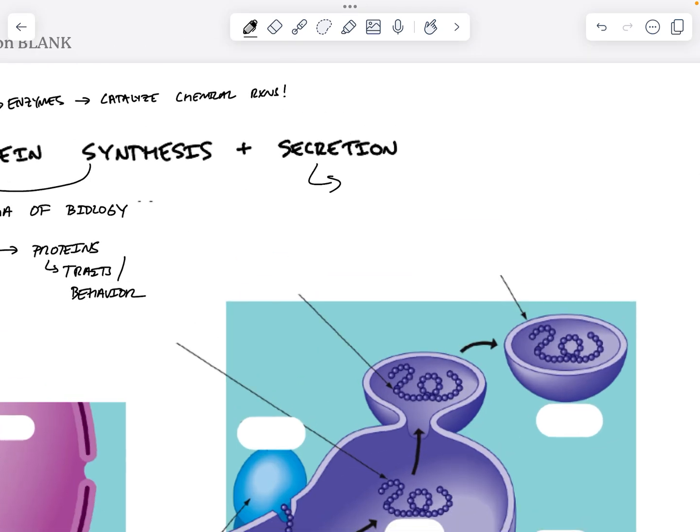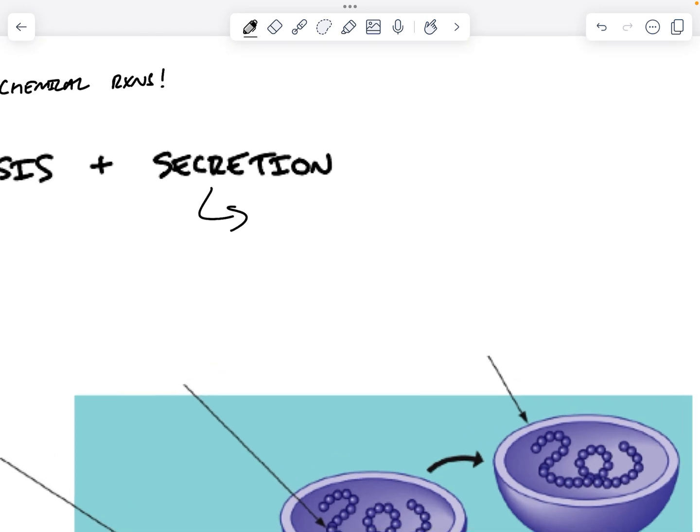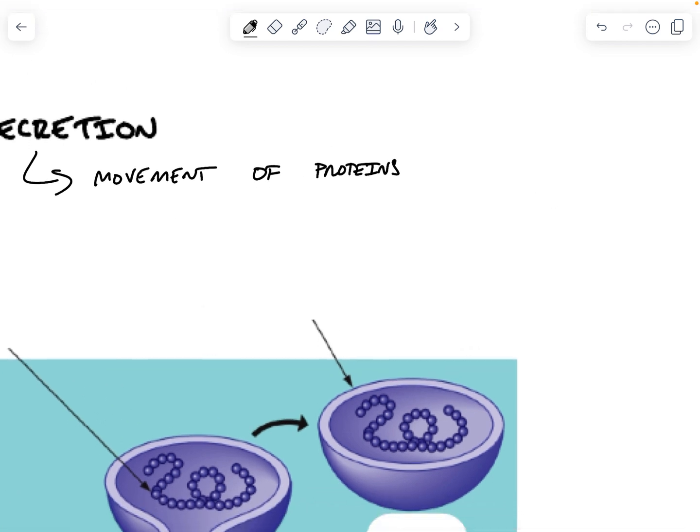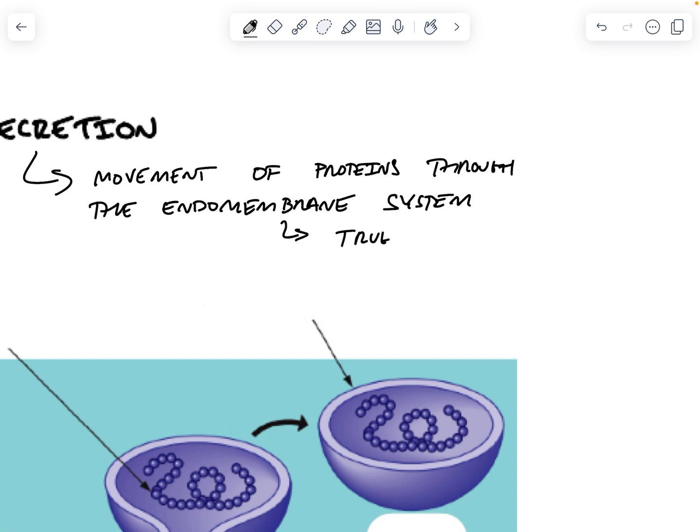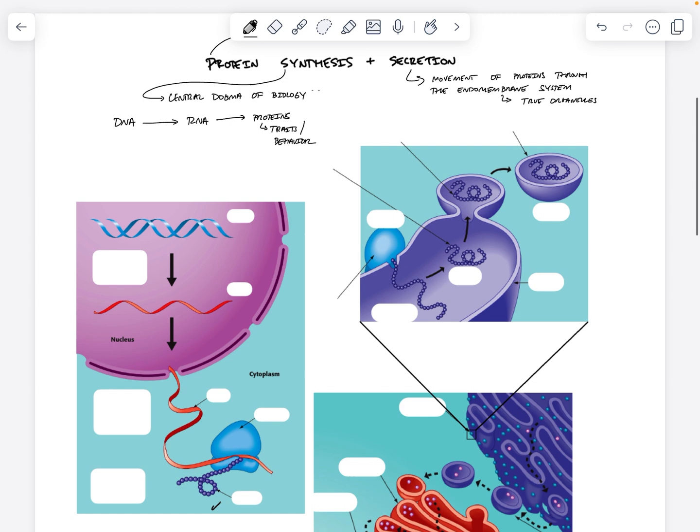Secretion is how those proteins get to the place where they need to get. So it's the movement of proteins through what we call the endomembrane system. And the endomembrane system is just all the true organelles that we've been talking about in class.